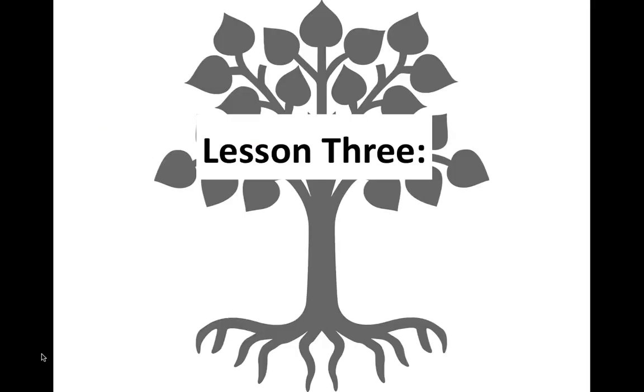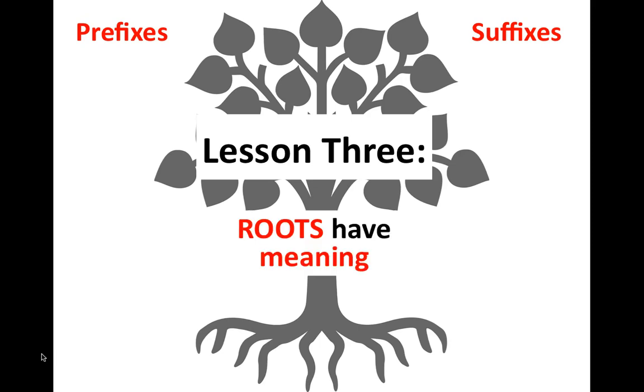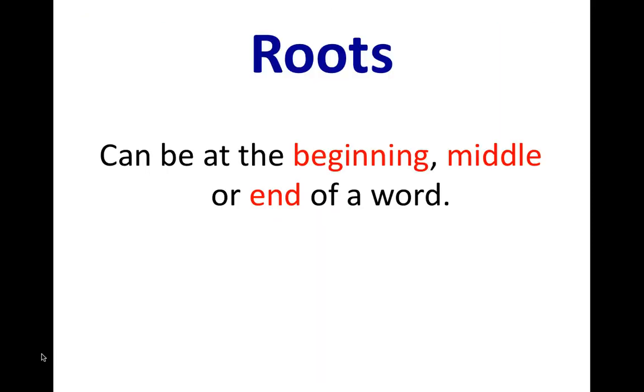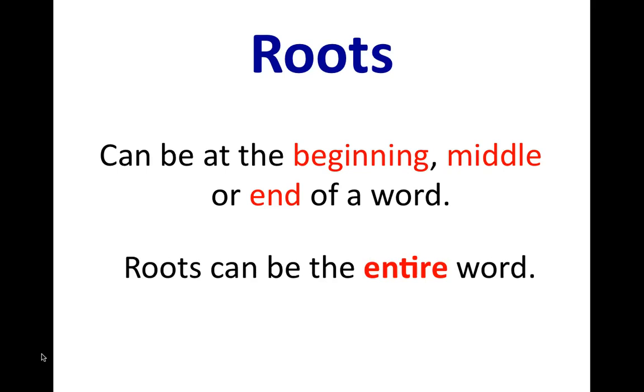We have learned about the morphemes, prefixes, and suffixes. Now let's turn our attention to Lesson 3 and the third type of morpheme, which is roots. And they also have meaning. Roots can be at the beginning, middle, or end of a word. Matter of fact, roots can be the entire word.